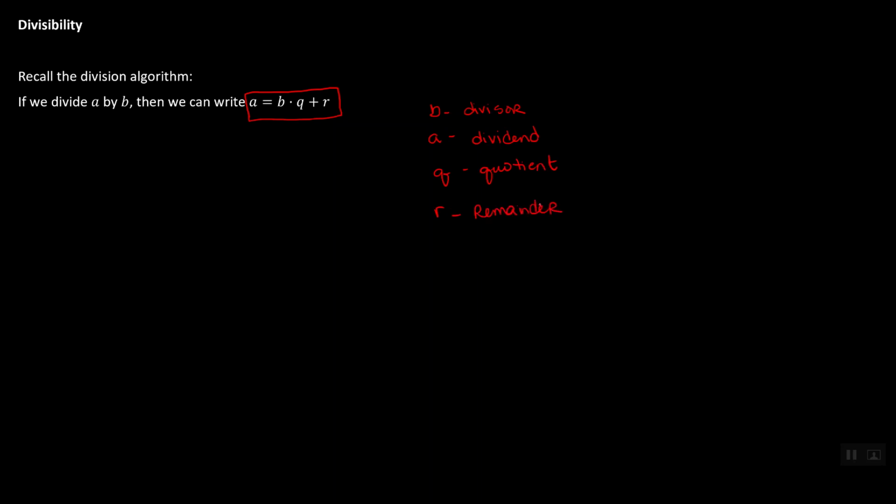So sometimes it's better to write this in terms of words. That would say something like our dividend is equal to our divisor times our quotient plus whatever remainder we might have.